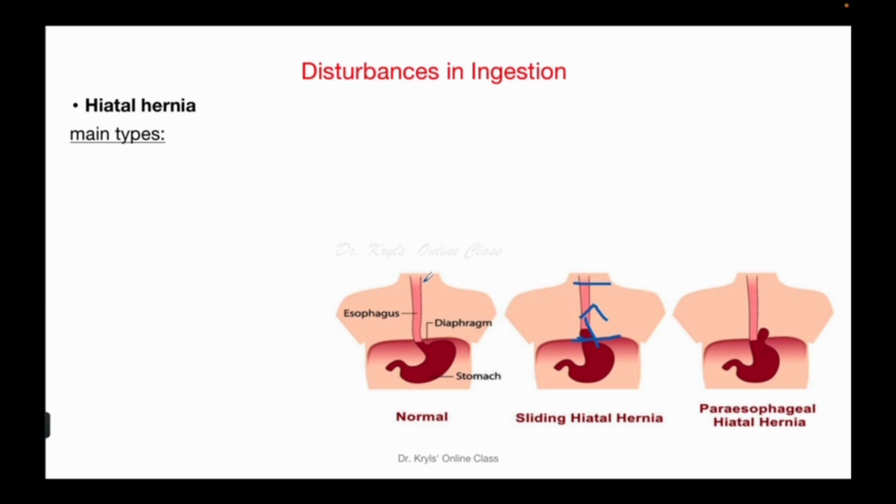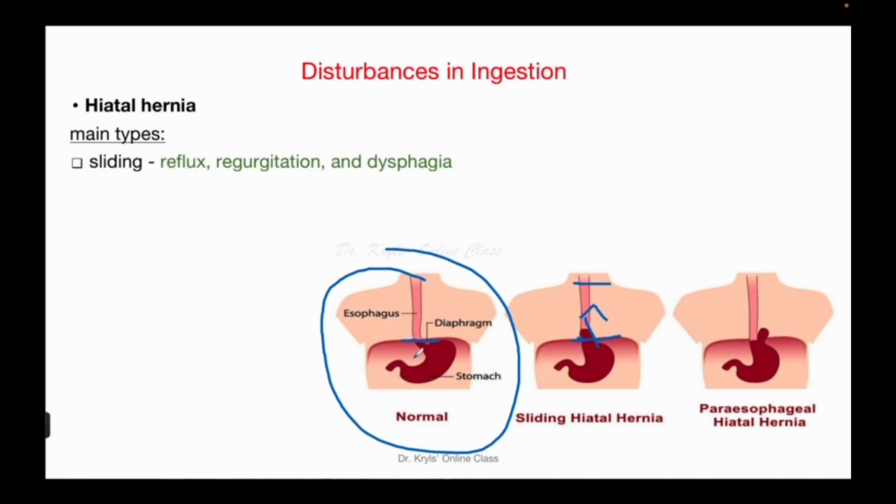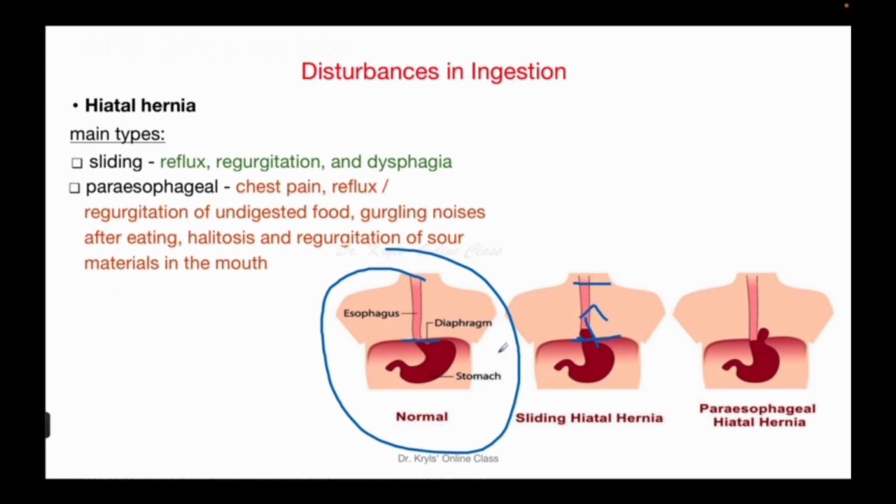Based on this picture, this is the normal one. See, this is our esophagus and this is the diaphragm. The part of our stomach does not come out. But for patients experiencing hiatal hernia, it depends on what type they have, whether it is sliding or paraesophageal hiatal hernia.